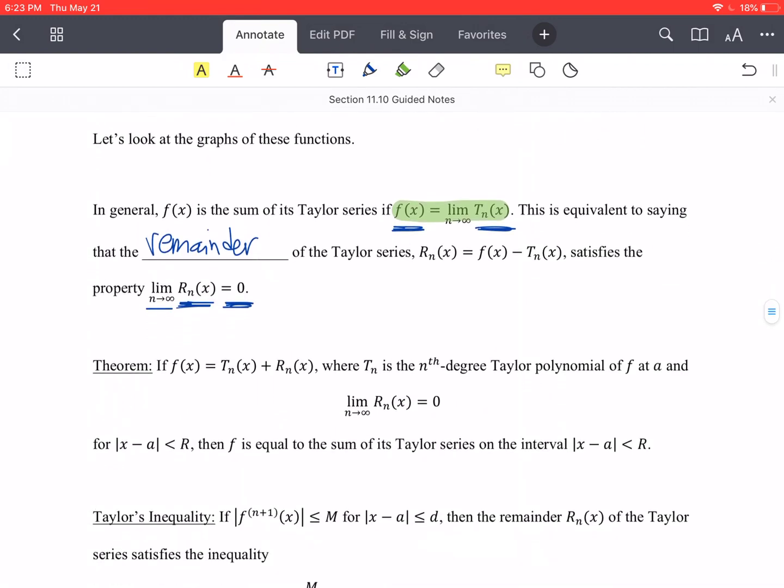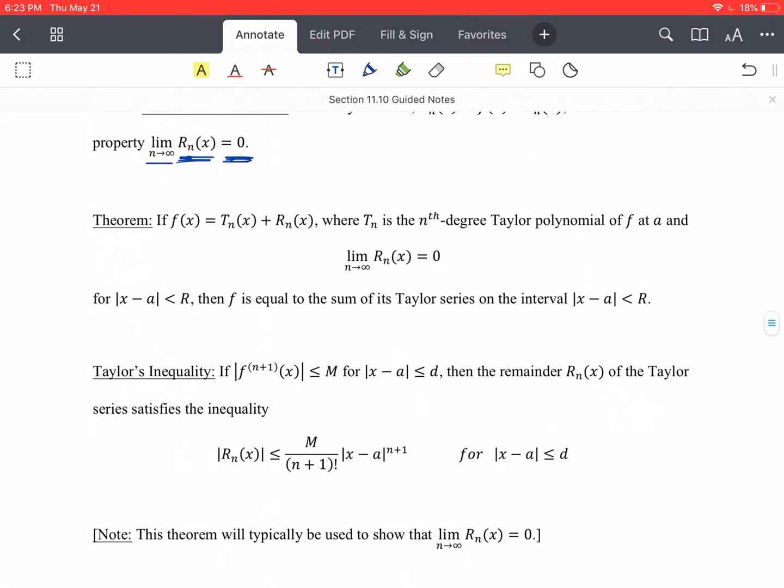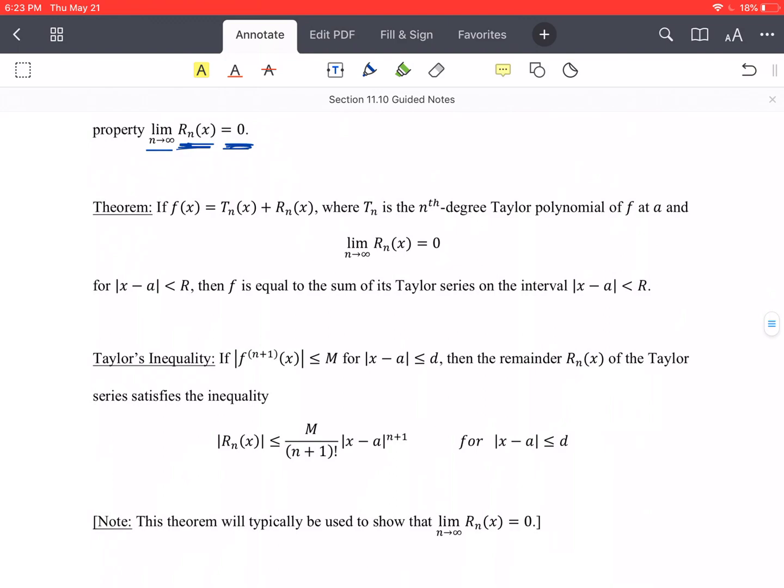So this brings us to formally state that in this theorem. If f of x equals the Taylor polynomial plus the remainder, where T sub n is the nth degree Taylor polynomial of f at a, and the remainder heads to 0 as n goes towards infinity, then f is equal to the sum of its Taylor series on that interval of convergence. This is going to allow us to say that f is equal to the sum of its Taylor series.